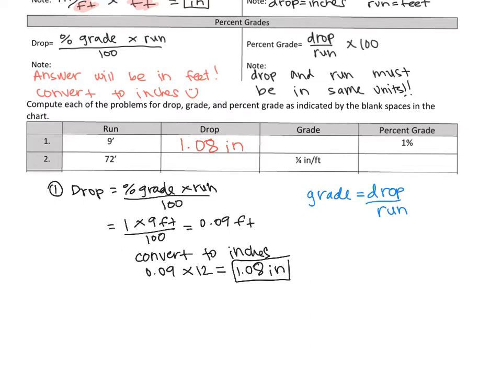And our note says that they have to be in different units. Drop is in inches, run is in feet. So my drop we just found was 1.08 inches divided by my run, which is 9 feet. We said make sure that you don't type these measurements or units into the calculator because it will mess it up. So I'm literally going to type 1.08 divided by 9, and it's going to give me a decimal. It gives me 0.12, and this is inches per foot.